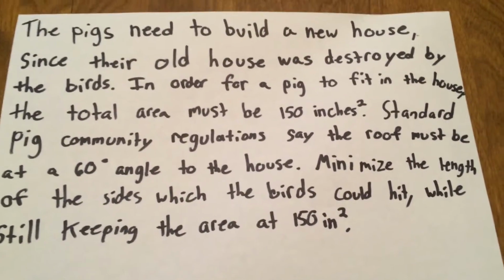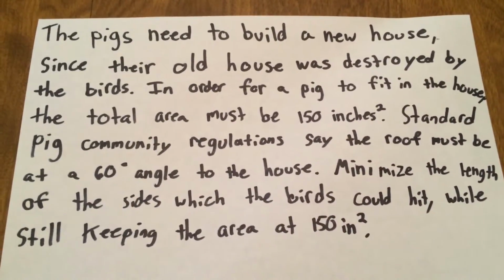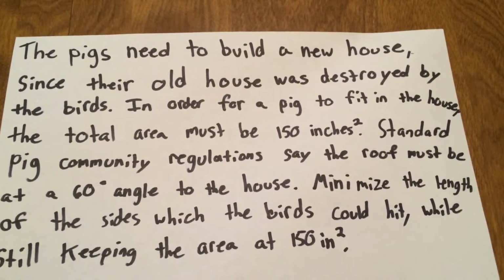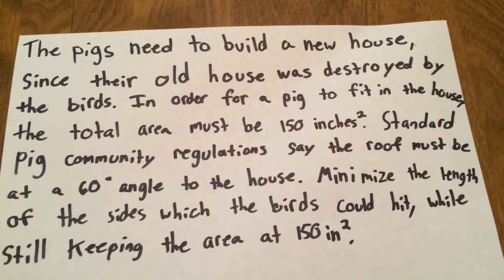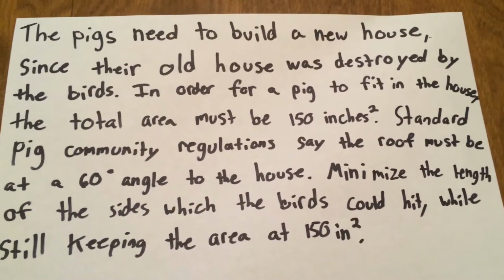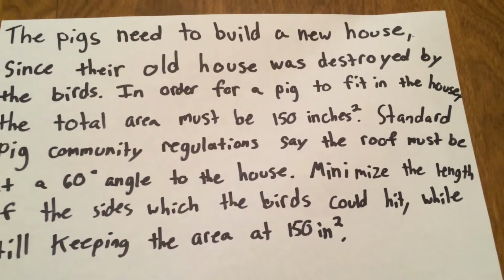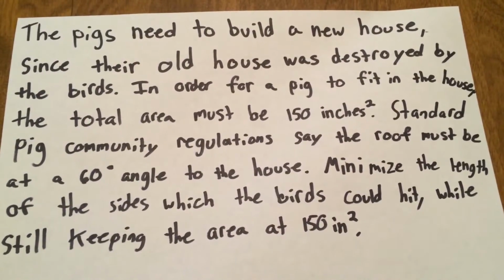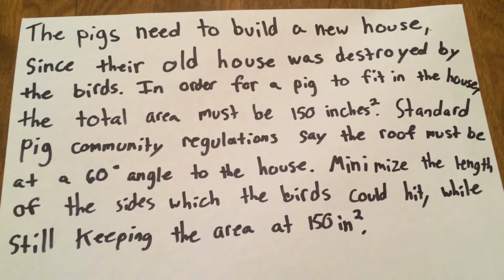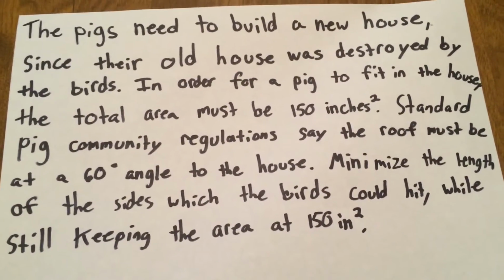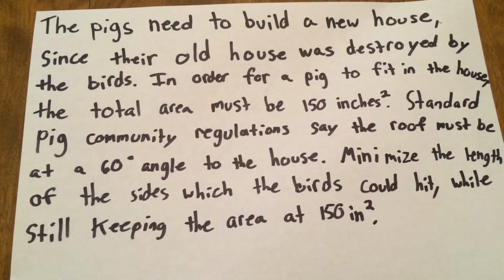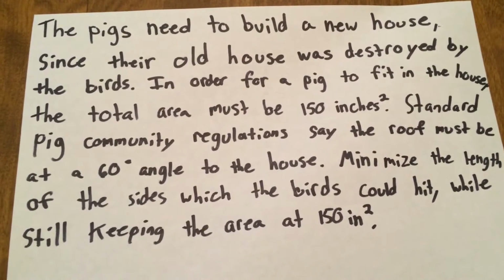The pig's house just got wrecked, as you saw, so now they need to build a new one. Their old house was destroyed by the birds. In order for a pig to fit in the house, the total area must be 150 inches squared. Standard pig community regulations and all. They say that the roof must be at a 60-degree angle to the house. With these instructions, minimize the length of the sides which the birds could hit while still keeping the area at 150 inches squared. Let's see if we can meet these standards.